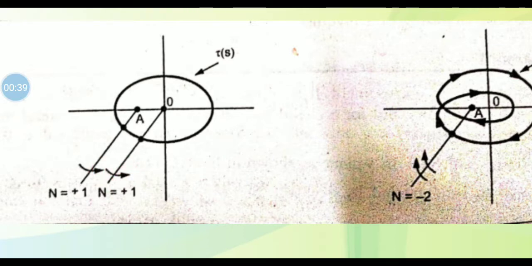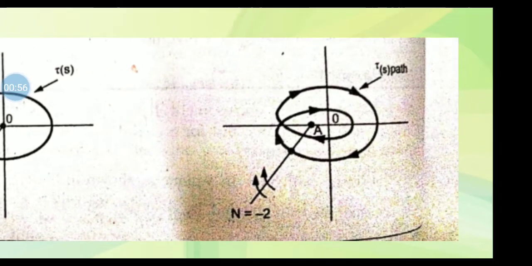Then the net number of intersections denoted by N is plus 1. You can see plus 1 for this, only one encirclement, that too one in anti-clockwise direction, that is why it is written plus 1. Okay, we'll take this example particularly.